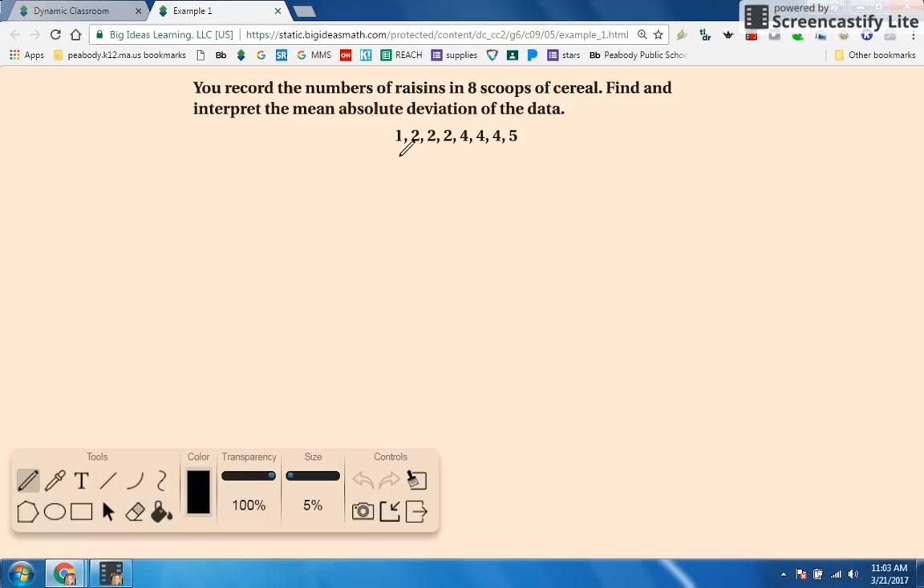So step 1, find the mean. So first thing I want to do is add all the numbers and divide it by how many numbers there are to get the mean. So I'm going to add some of these in my head. So I know this is 2, 4, 6, plus 4 is 10, plus 1 is 11. So this whole chunk is 11. And then I have 5 plus 4 is 9, plus 4 is 13. So now I'm just going to add these two together. I get 24. So when I add them all up, I get 24.